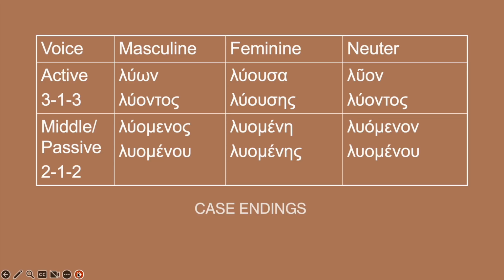Here's the paradigm of the case endings. Last week we were talking about adjectives and the different declension patterns for adjectives. Participles have similar variation in declension patterns. The active voice of a present participle follows a 3-1-3 pattern. So the masculine forms are declined according to the pattern of the third declension. The feminine forms are declined according to the first declension, and the neuter forms are declined according to the third declension. So we can see that here. Luon, luontos, luusa, luuses.